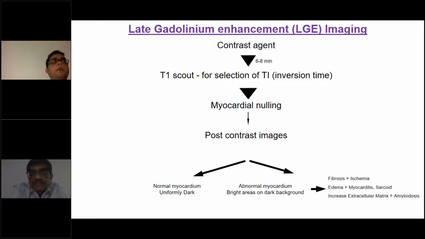So the normal myocardium is uniformly dark, while any bright areas or any areas of enhancement along the dark myocardium suggest abnormal pathology, which may be due to fibrosis as in cases of ischemia, edema in cases of myocarditis or sarcoid, or increased extracellular matrix such as in cases of amyloidosis.